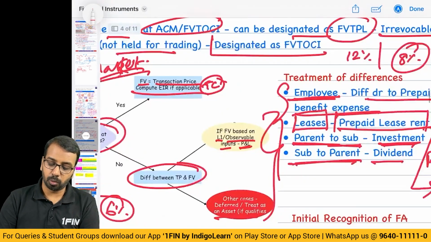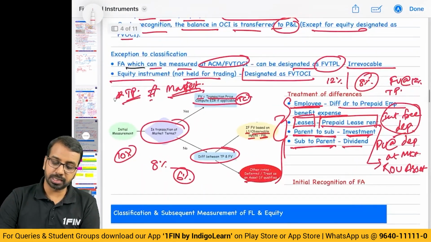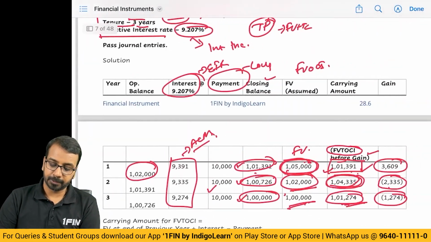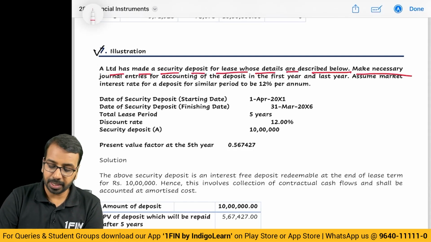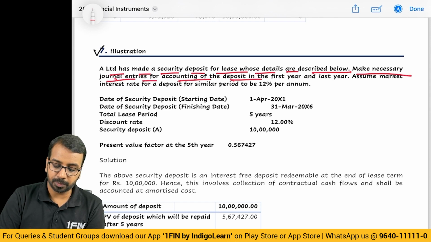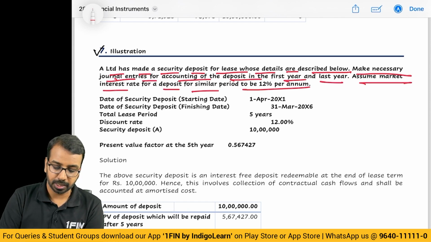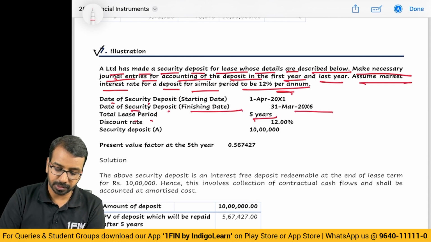Okay. So, these questions, let us have a look at them now. A Limited has made a security deposit for a lease whose details are described below. Make necessary journal entries for accounting of the deposit in the first year and the last year. Assume the market interest rate for the deposit is 12%. Date of security deposit 1st of April. End date 31st March. Total lease period 5 years. Discount rate 12%. Security deposit 10 lakhs.